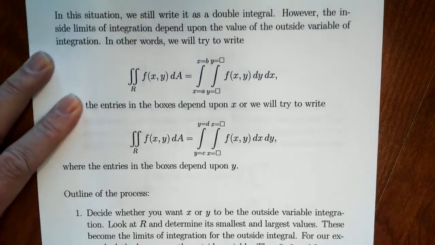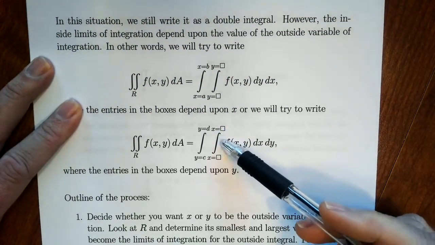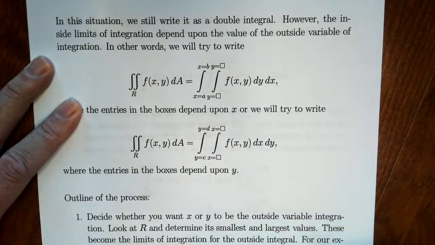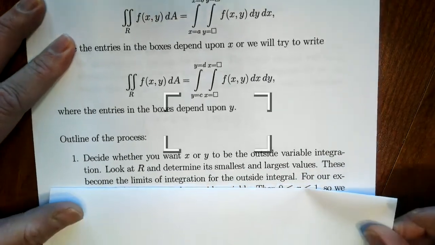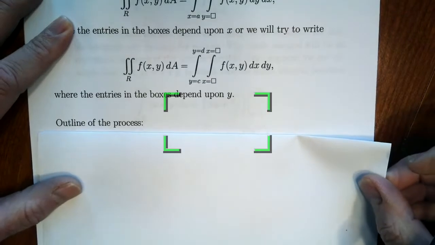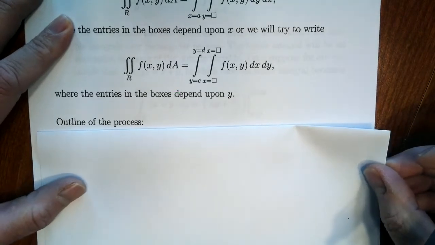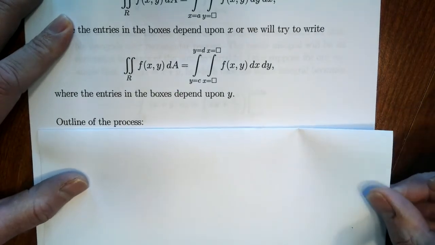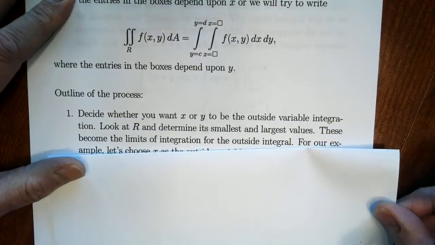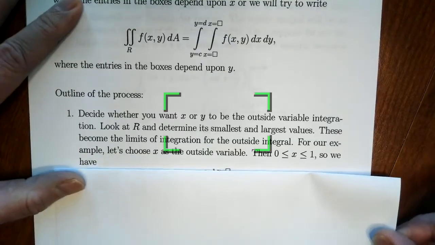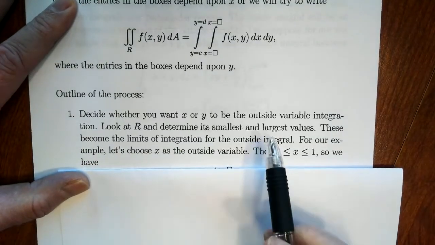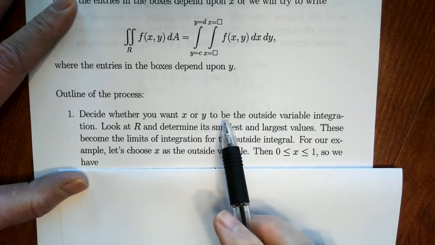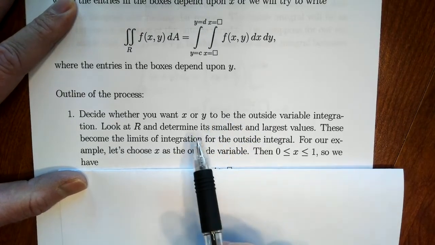Okay, now we're going to look at a particular example. We're going to try it both ways. And for our example, whichever method we use, it's going to be of comparable difficulty each way. But there are situations where one order of integration is easier than the other. We won't get to that in this video. Okay, so we're going to integrate with respect to x last. It's going to be the outside variable of integration.